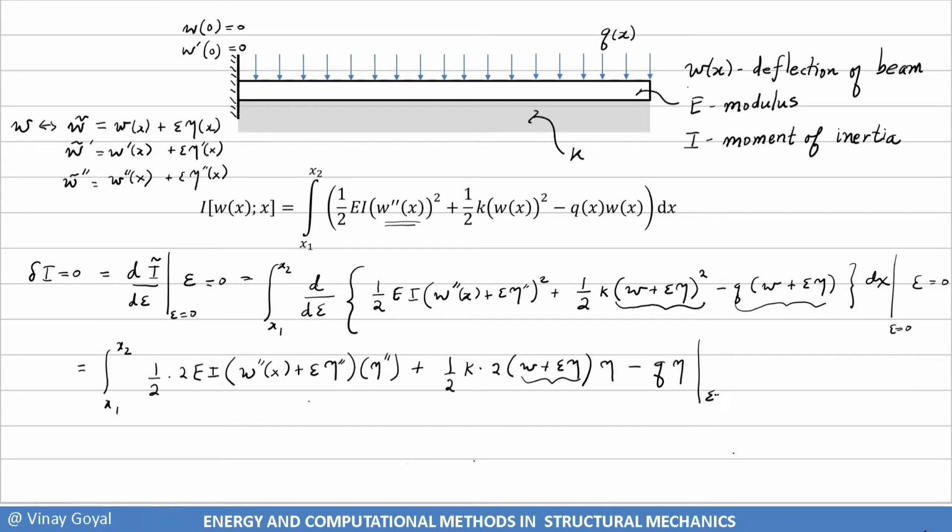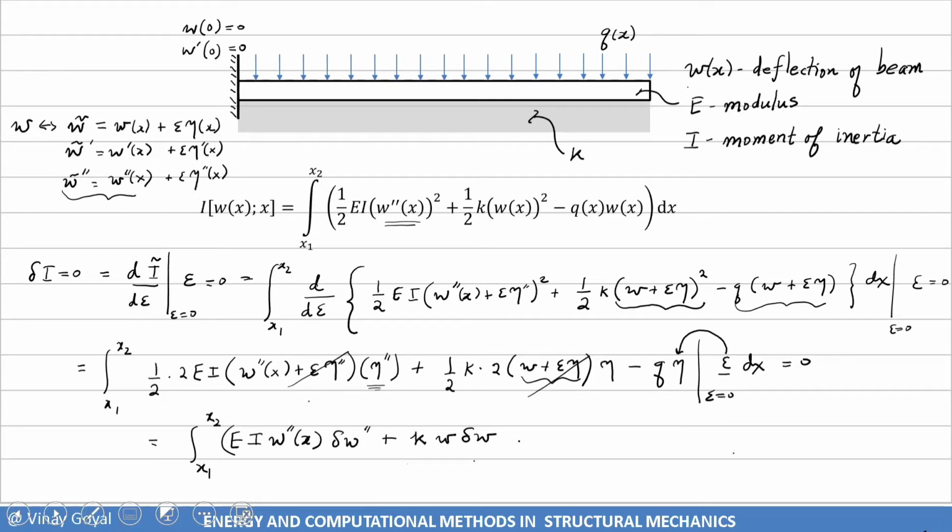And now I have to evaluate this at epsilon equals 0 times epsilon dx equals 0. And then you can see quickly that when I evaluate this at epsilon equals 0, this goes to 0, that goes to 0. And then I can now distribute this epsilon inside this bracket. So I get integral of x1, x2, EI, W double prime X. And now this eta double prime times epsilon, this epsilon right here, that's this difference, which is del W double prime, plus K W del W minus Q del W, dx equals 0. So that is the first variation of I that I got.